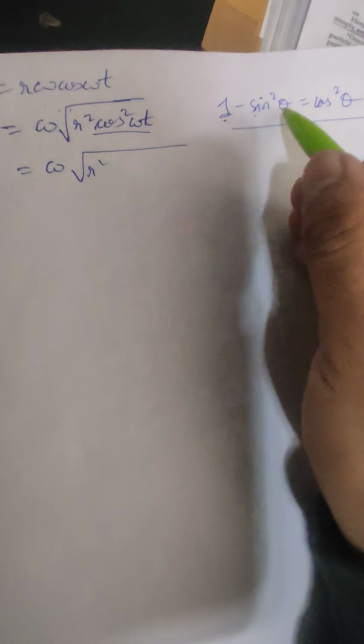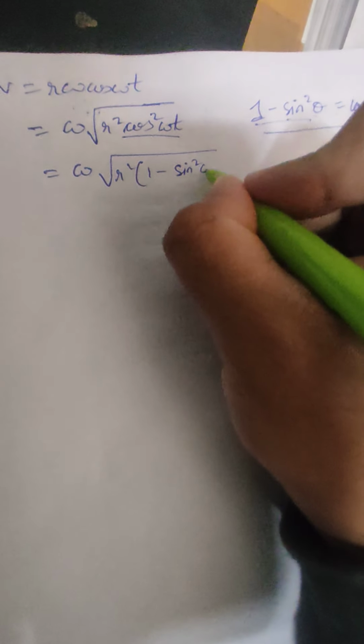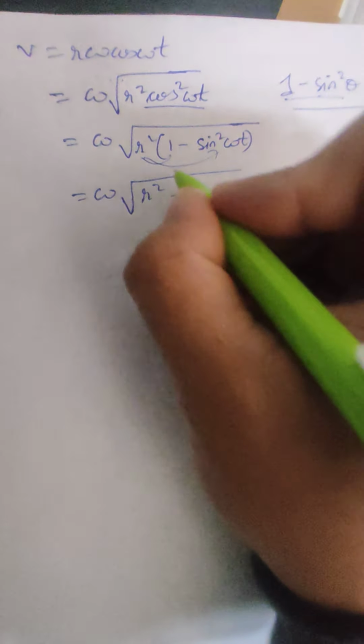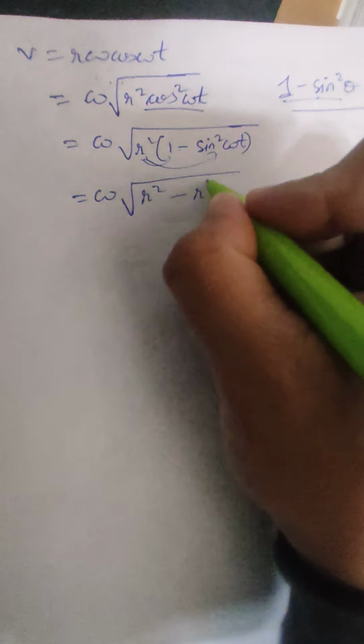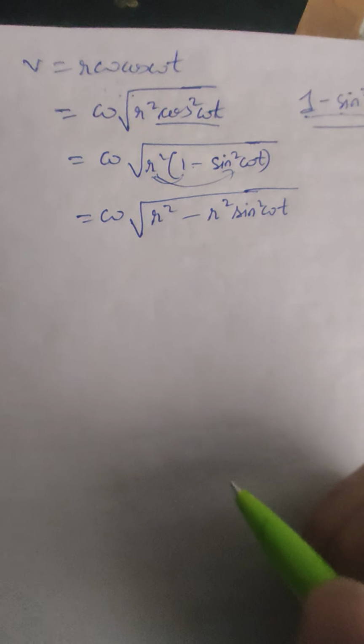So in place of this cos square omega t, I will apply the 1 minus sine square theta formula, okay. So it will be 1 minus sine square omega t, okay. Now this is equal to omega root over, I will multiply it with r square, okay. r square into 1 is r square, into sine square omega t is r square sine square omega t, okay.